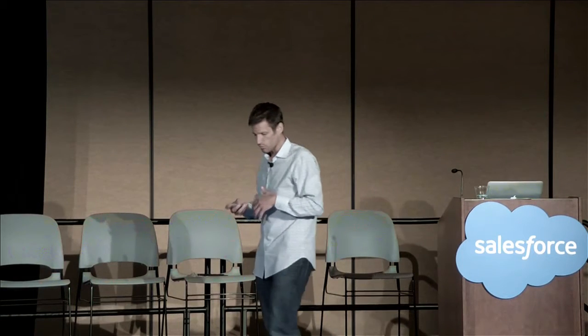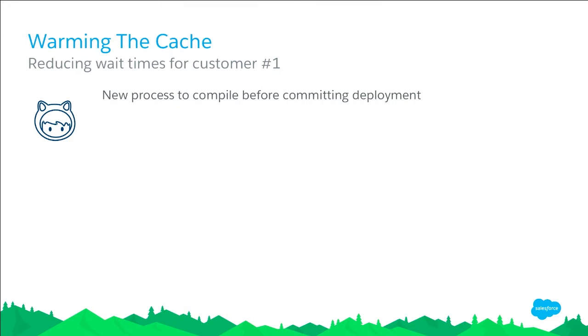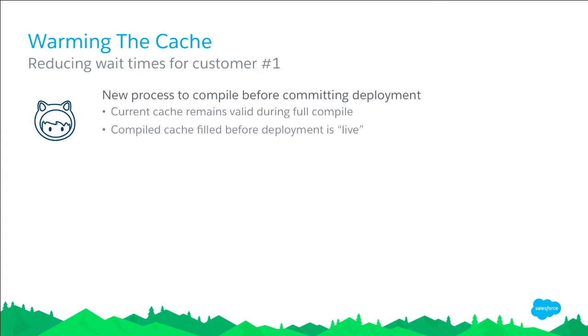First one is we have a new process available that will compile the org and warm up your cache before we commit your deployment. So if you make a change to anything, metadata, Apex, rather than just saying everything's invalid, your deployment is now live, instead, we leave the cache valid while we're still doing a full compilation as part of the deployment request. And we'll fill that cache, at least the level 2 cache, before we apply the deployment and commit it to production.